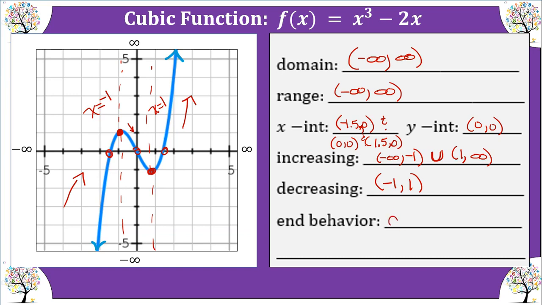End behavior: as x approaches negative infinity, as x becomes smaller in value, the output approaches... so as we go left on the graph, it is going down toward negative infinity. As x approaches positive infinity, as we go right on the graph, our output is increasing. It's going up toward positive infinity.